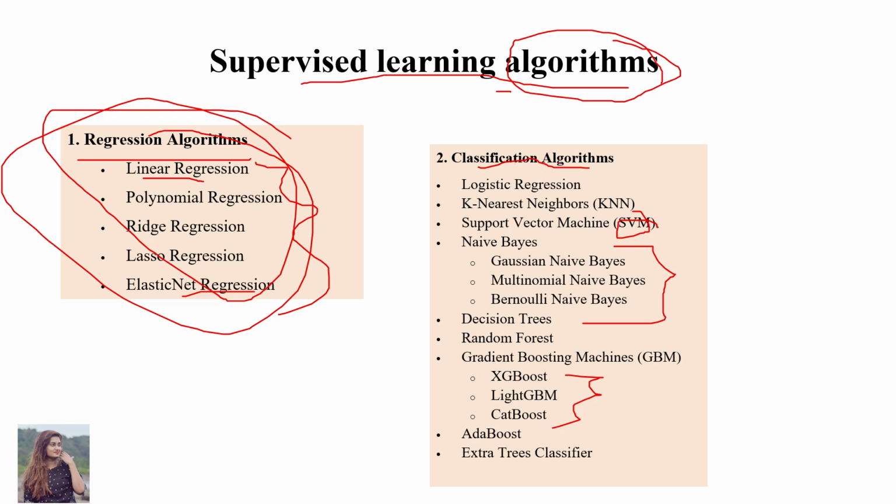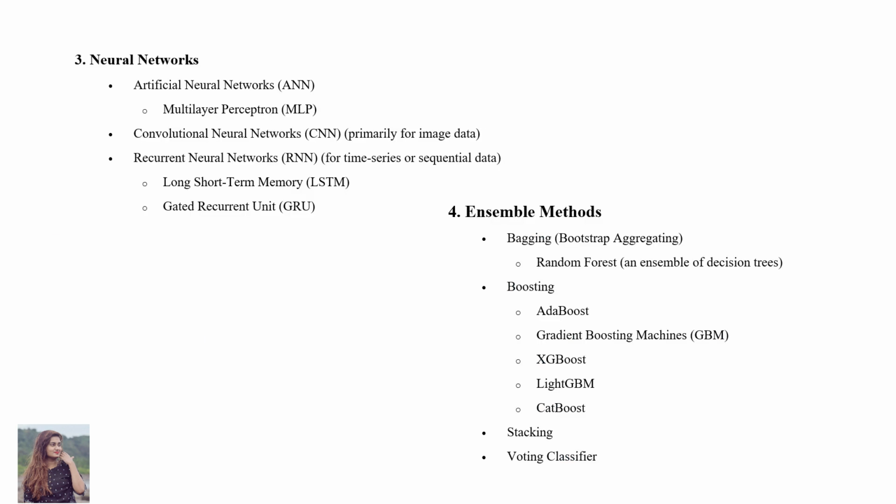Next, classification algorithms: here the LR, KNN, SVM, all of you know about the SVM. Here the naive Bayes, the Gaussian naive Bayes, multinomial naive Bayes, Bernoulli naive Bayes, etc. Also the DT, RF, and here the gradient boosting machine algorithms have three. See, the AdaBoost and extra trees classifier. Next, neural networks, this is the most popular thing. Here the artificial neural networks have MLP, that means the multi-layer perceptron.